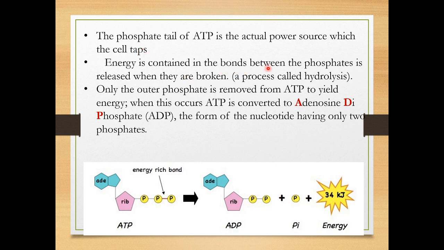Energy contained in the bonds between the phosphates is released when they are broken through a process called what? Hydrolysis, by using water. Usually only the outer phosphate is removed to yield the energy. And what does it form? ADP plus inorganic phosphate is formed.